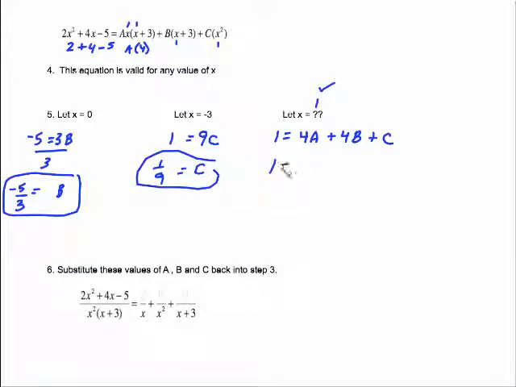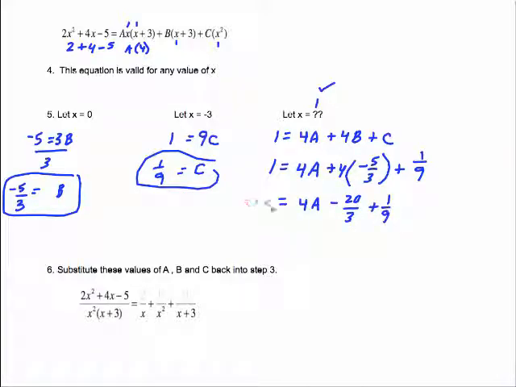So 1 equals 4a, which we don't know, plus 4 times b, which was negative 5/3, plus c, which was 1/9. This is just a simple algebra equation to solve. Yes, there are fractions, so use your calculator if you want to. 4 times negative 5/3 is negative 20/3, plus 1/9 equals 1.